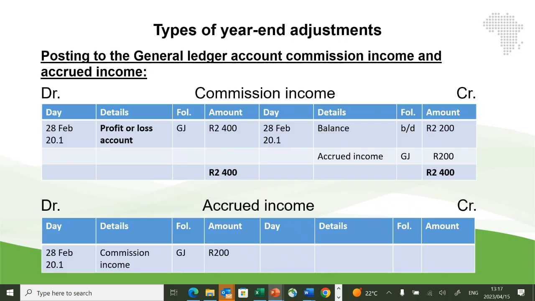That's why I would like to encourage you that when you're doing your preparation or you're practicing, for each and every transaction that you are dealing with, try to see what you are going to debit first and what you are going to credit. Because it helps you when you come to prepare your general ledger accounts, and it's easier for you to understand the accounting equation when you know what it is that you're going to debit and what it is that you're going to credit.